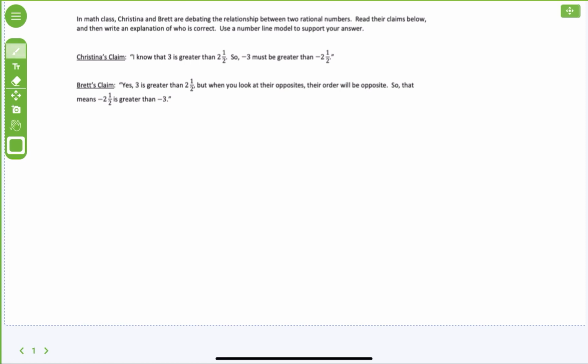Good. Let's draw a number line to model our answer, though. So we think Brett is correct. What are we going to put in the middle of our number line? 0. Now, what are you going to use as your intervals for each segment? Let's do halves, okay?